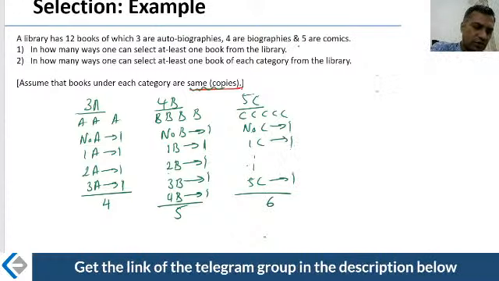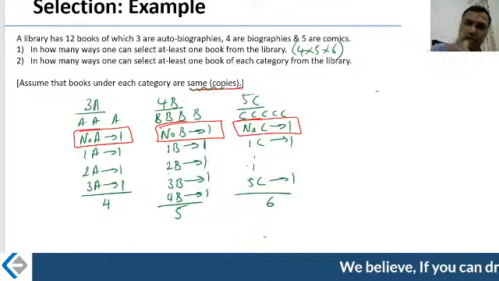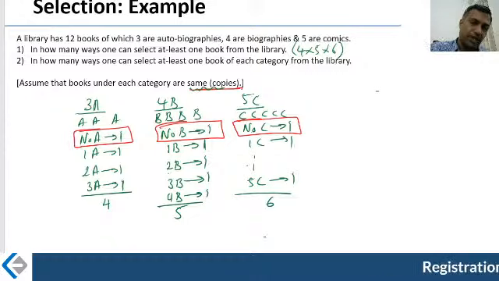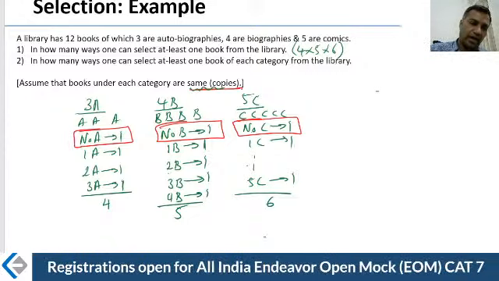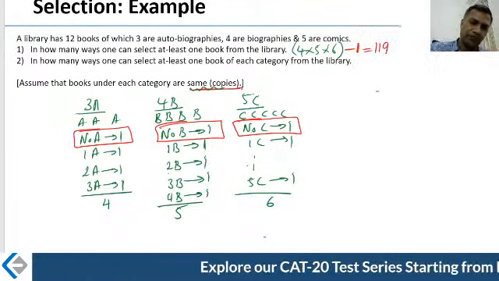So therefore, for the first one, the total will be 4 into 5 into 6. Right, 4 into 5 into 6, of which, had you been saying this simultaneously, I don't want autobiography, I don't want biography, I don't want comic, that's the only case where you'll be returning empty handed. If you say, all right, in succession, no, no, no, then you are going out of the library without a book in your hand. That one case is ruled out. Therefore 120 minus 1, which becomes 119. That would be the result for the first question, right?